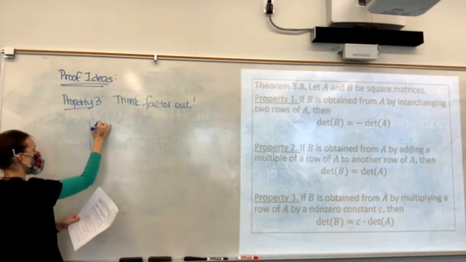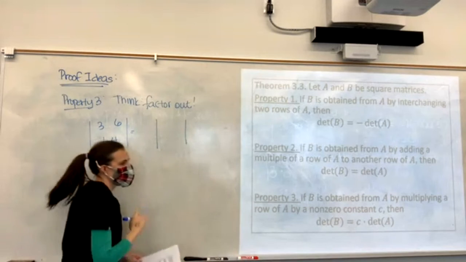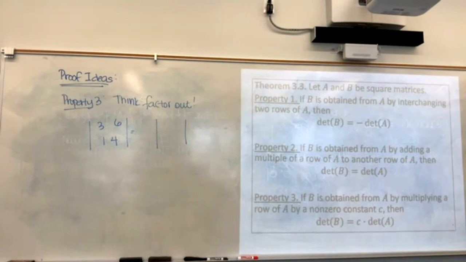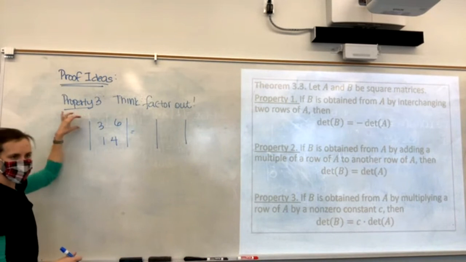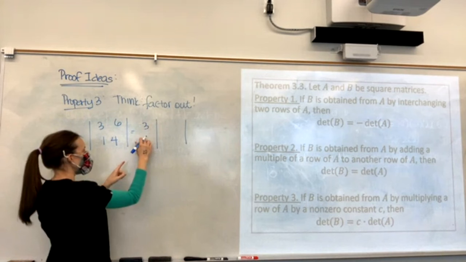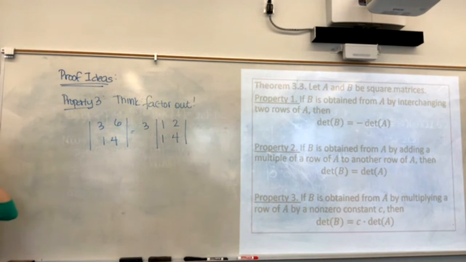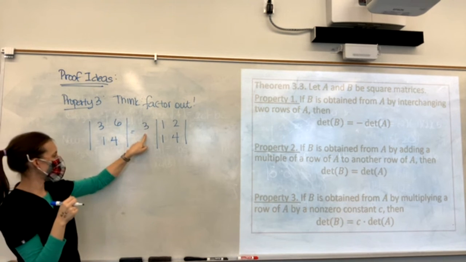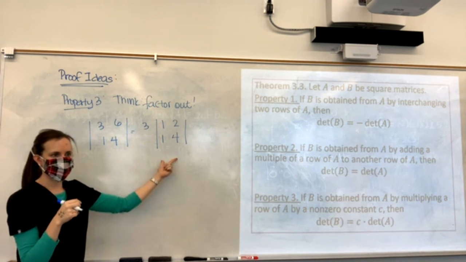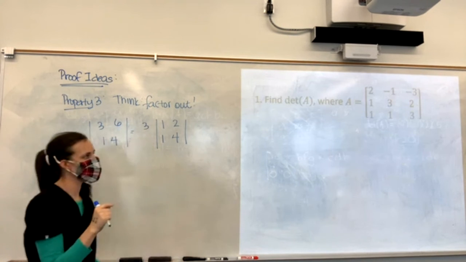If you have a matrix 3, 6, 1, 4, whatever the determinant of this matrix is, we can think about from this first row like factoring out that 3, right? So if we pull it out, we get 3 times the determinant of the matrix 1, 2, 1, 4. So that's the idea with these scalars, and that's where I'm factoring that guy out. So the determinant of this guy is 3 times the determinant of that guy. Cool.